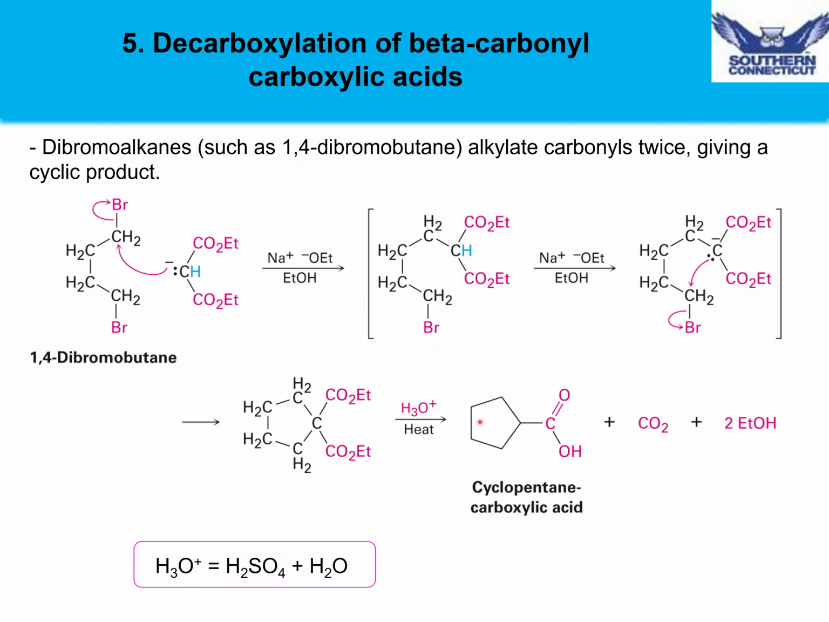Now note that we don't necessarily have to do this second step. We could stop the reaction if we wanted to at this step. We are essentially combining a double alkylation reaction followed by a decarboxylation reaction to make this carboxylic acid, but we don't necessarily have to do that.